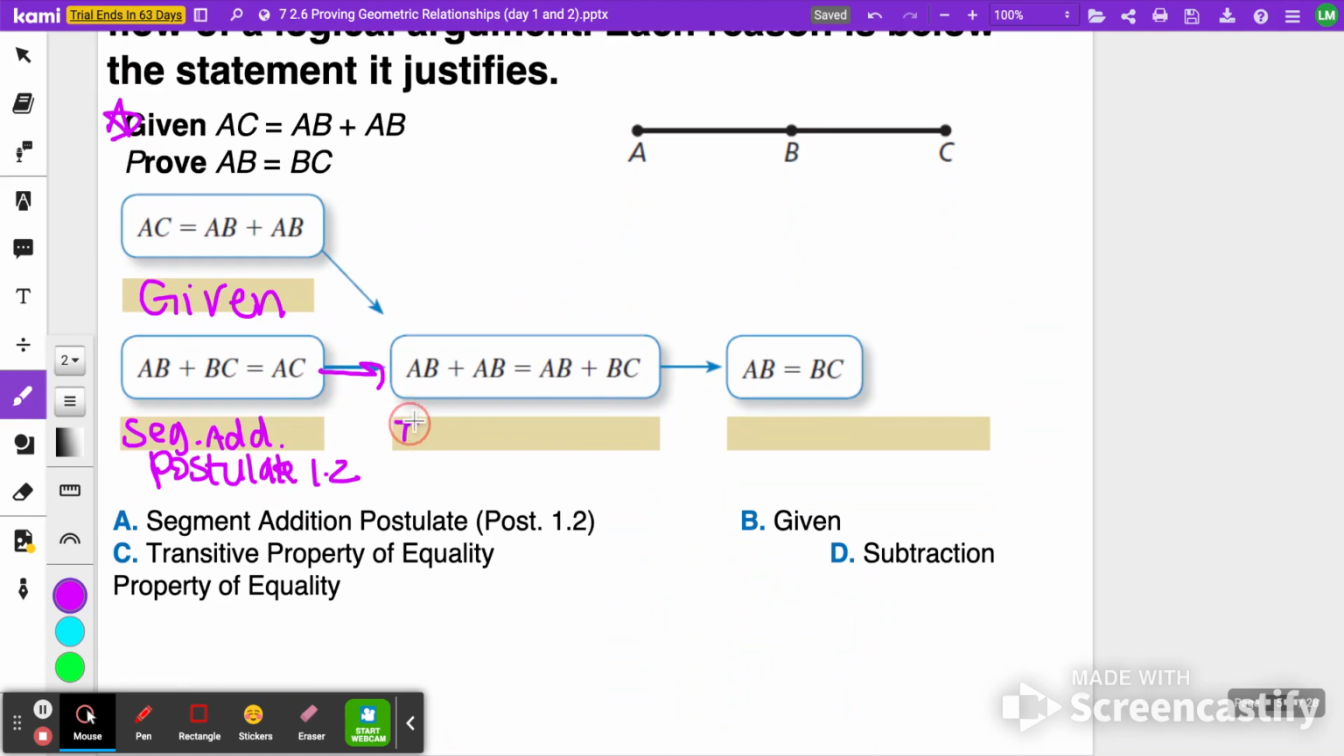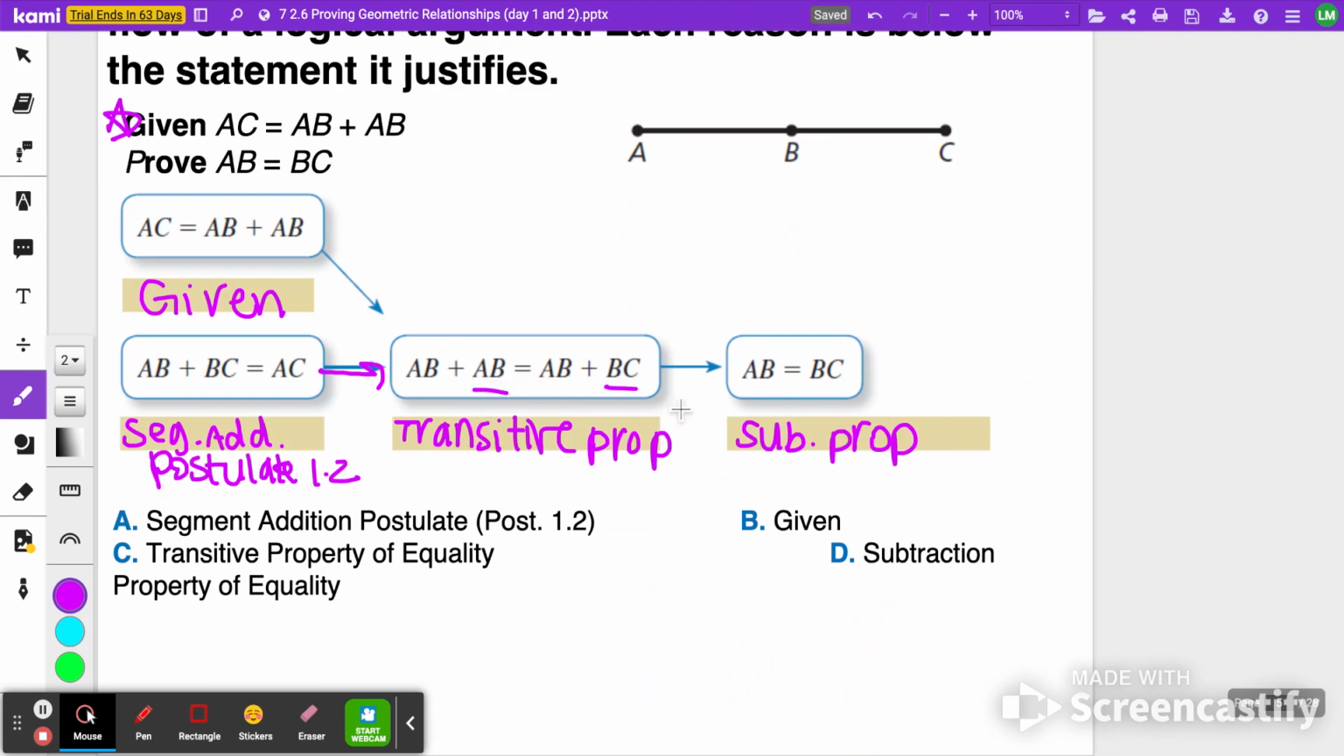Okay. Then we are translating over here to AB plus AB is equal to AB plus BC. This one is the transitive property, just because now we're saying that AB is equal to BC. So that would allow us to say that this last one is the subtraction property of equality, because we have subtracted AB from both sides to give us AB is equal to BC.